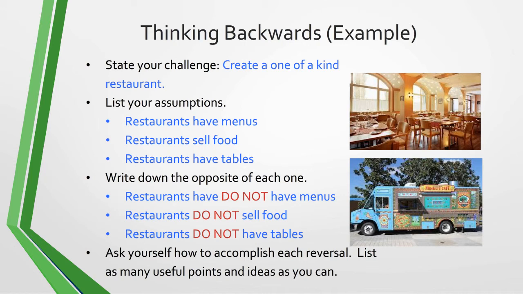So let's start with the first one. Restaurants do not have menus. For step 4, I'm going to ask myself how I'm going to accomplish that one. One way could be that I only sell one type of food or one item, so I don't need a menu. There's just one that's posted on a sign or something.